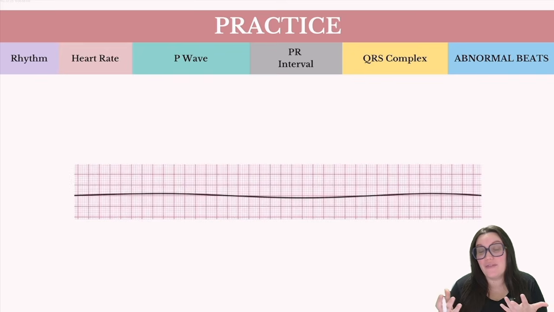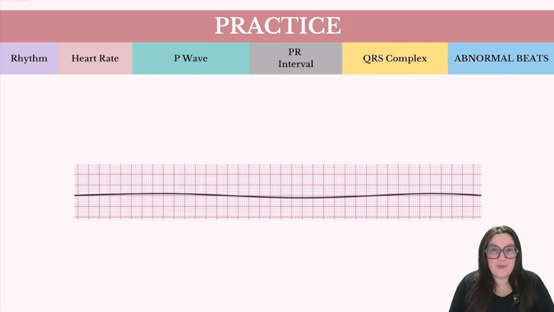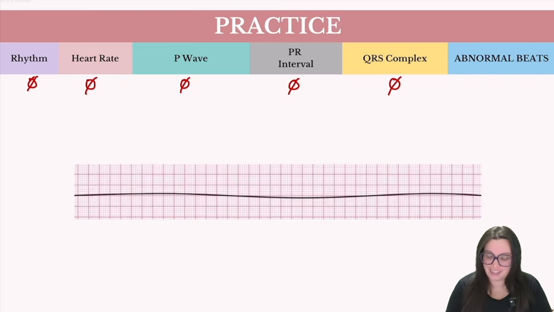And last up, I think we have the easiest identifiable kind of rhythm, but we're going to go through it. Do we have a rhythm here? No, right? There's no rhythm at all taking place here. I'm not able to find a heart rate because I just have this flat line appearance. There's no P wave activity. There's no PR interval. QRS complex just doesn't exist, right? It's just this completely flat line here.